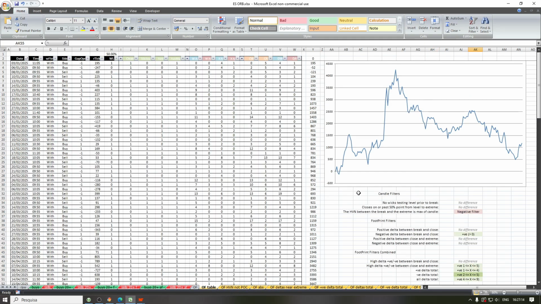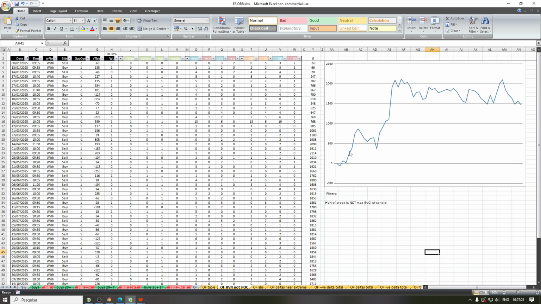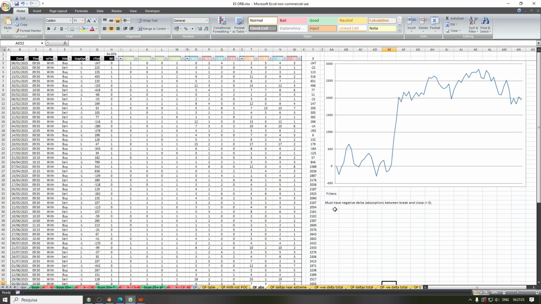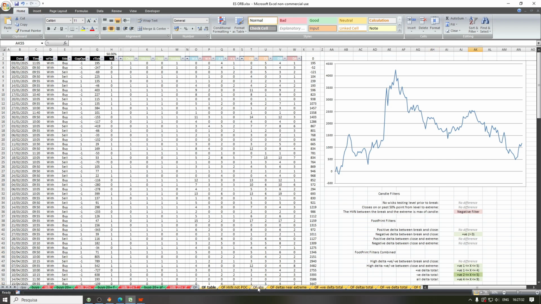And what you're going to notice actually is in these filters, when it starts to look better, it's just that you're not losing as much. So I don't know how much stock to place in that. But anyway, this is absorption between the break and the close above 0. So that does look a bit better.